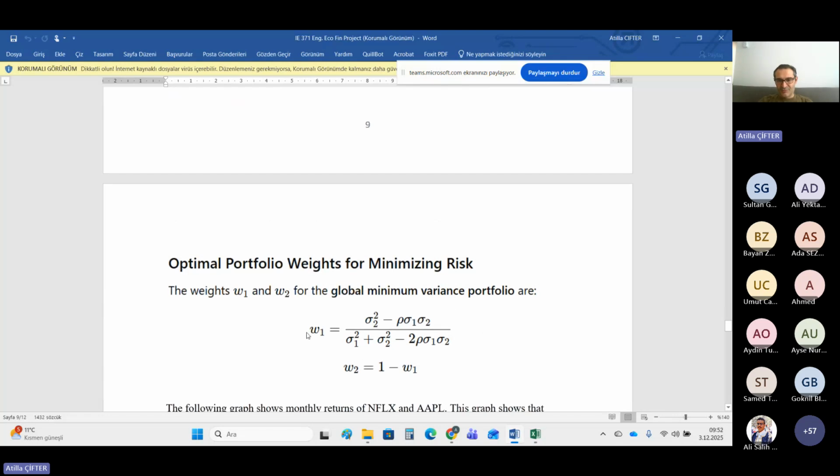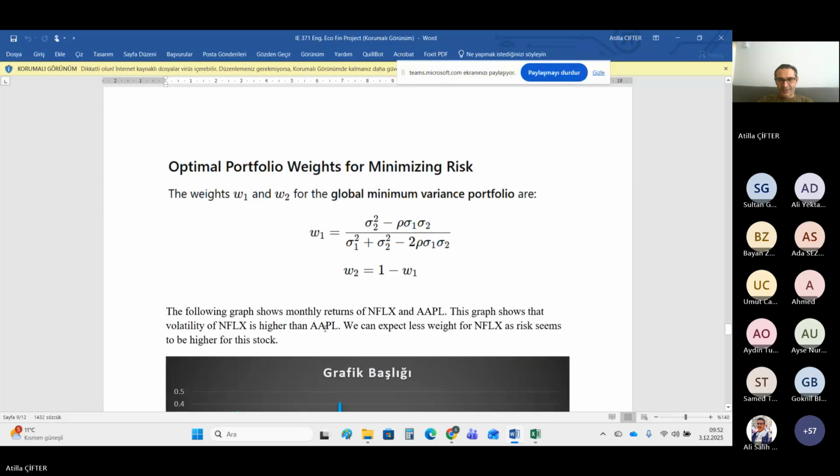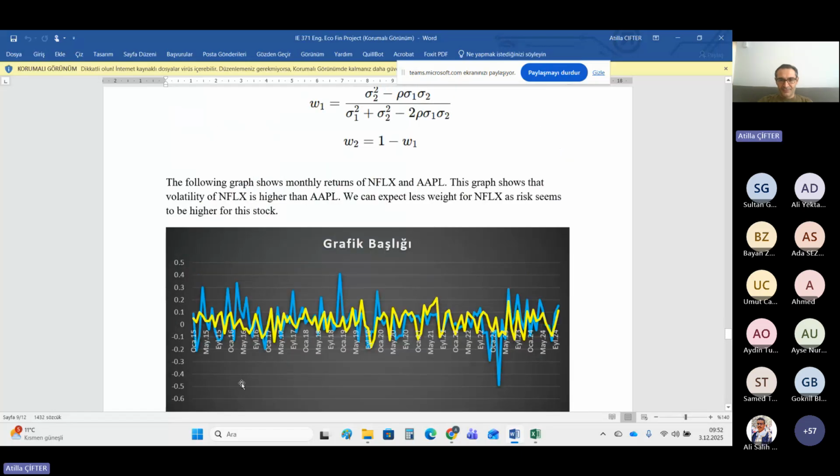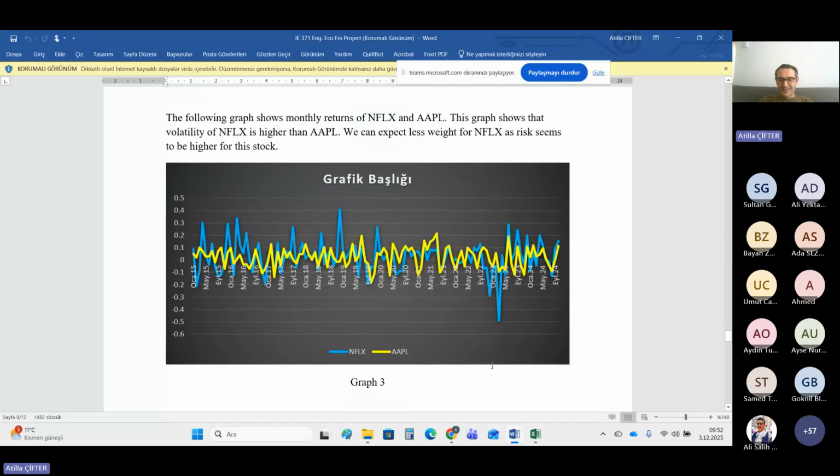You used this weight 1 and weight 2. When you just find weight 1, 1 minus weight 1 will be weight 2. So here we have Netflix and Apple in my case.